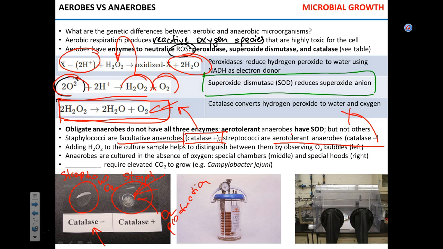Now, how do we handle anaerobes? It's a big problem. You take them out from the environment that they're used to and they die. Seriously, they die right away.